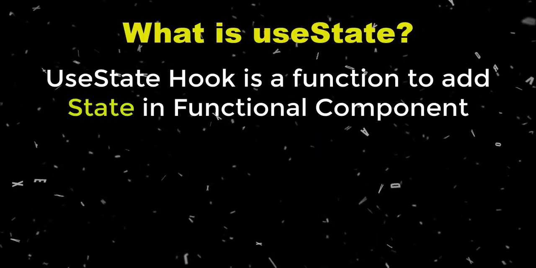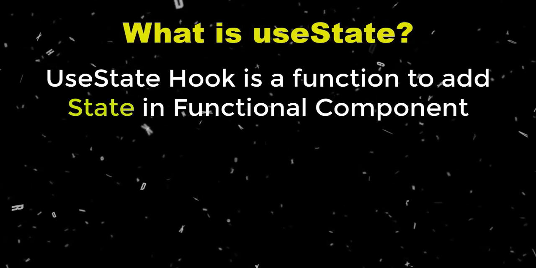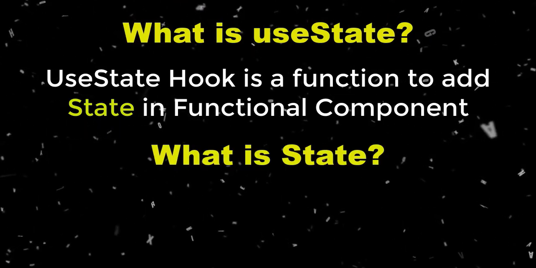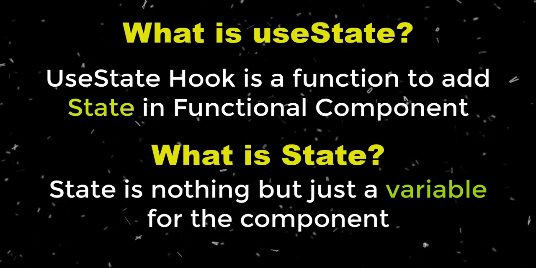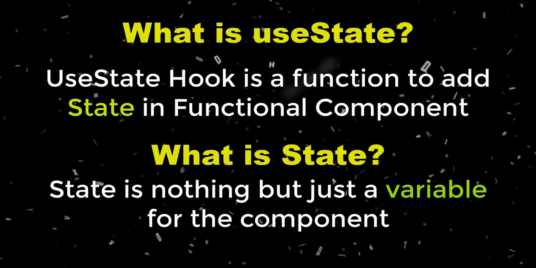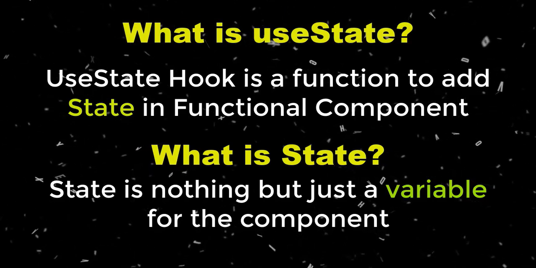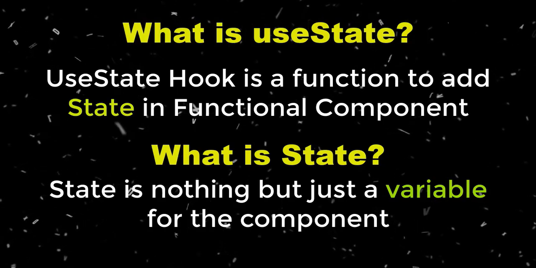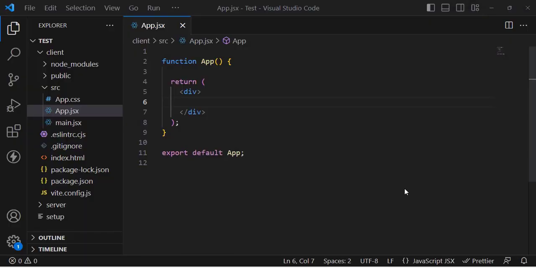What is the useState hook? The useState hook is just a function which adds state to your functional component. Now you will see what state is. State is just a value or variable in your component. Now we will create three examples: one for a counter, the second for input fields, and the third for objects, how to update and set our objects. So let's first create the counter app.